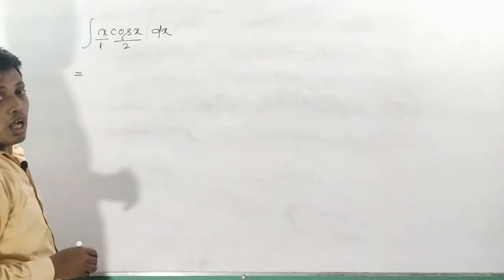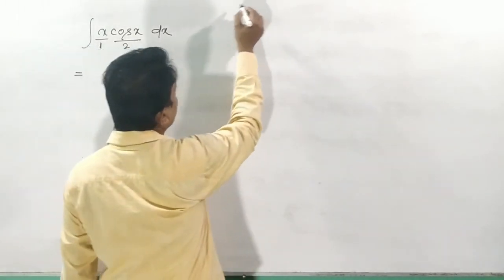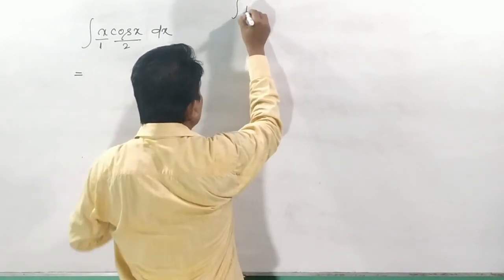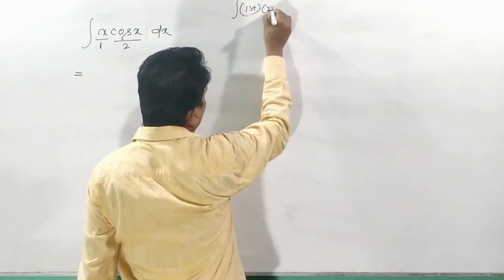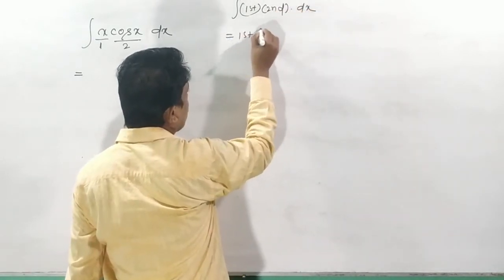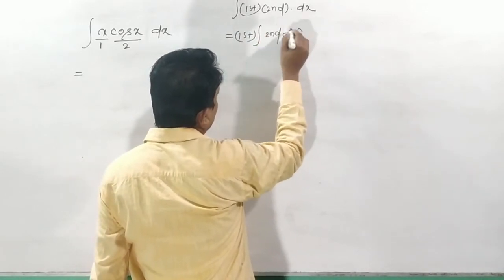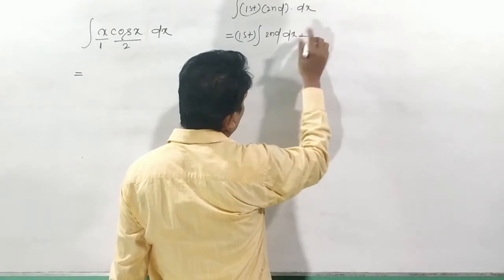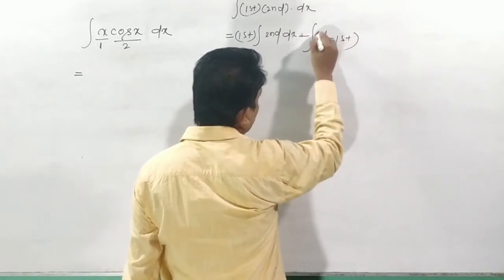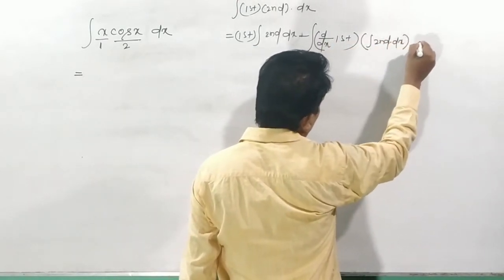So how can I apply the integration by parts? What is the formula? Again, I write this as: first function into second function into dx is equal to first function into integration of second function into dx, minus whole integration of derivative of first function into integration of second function into dx, whole into dx.